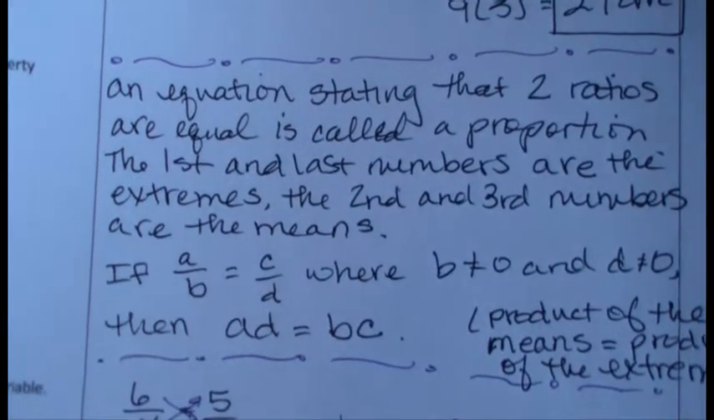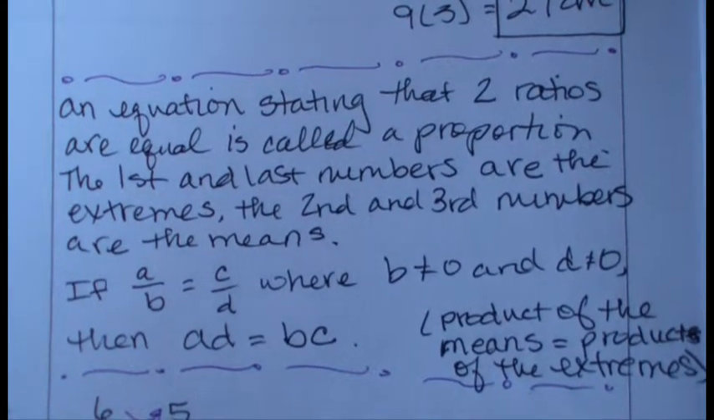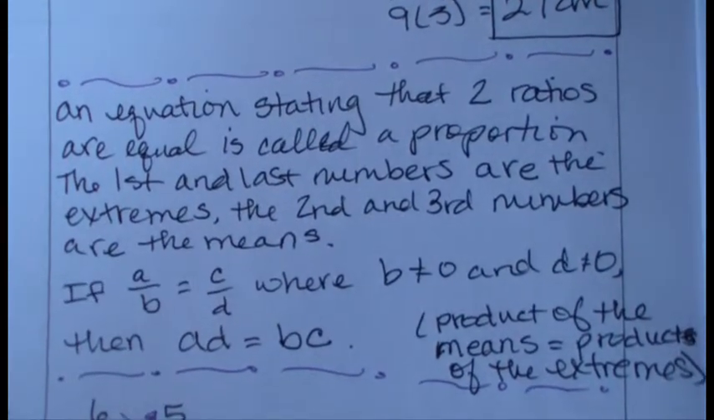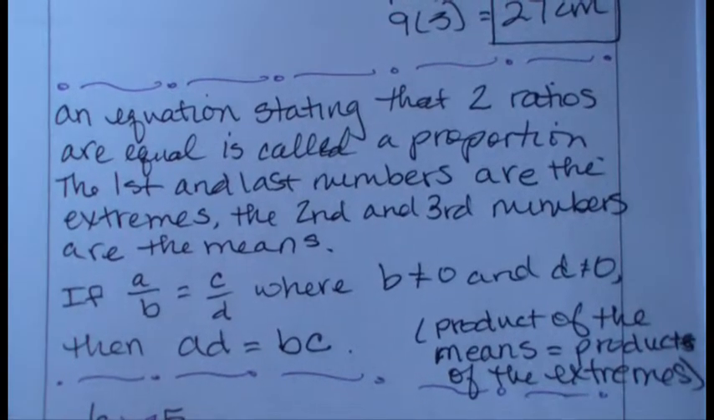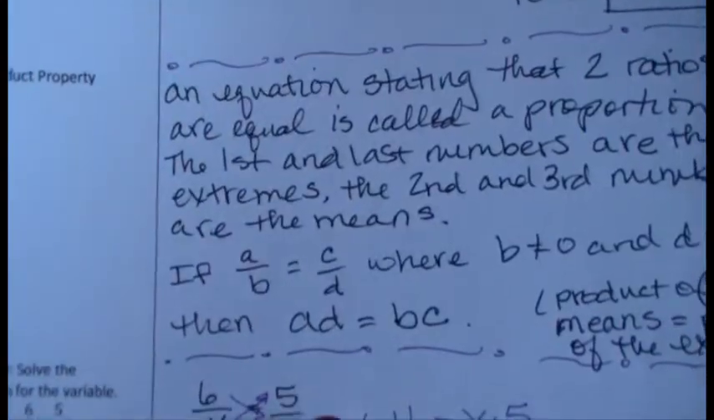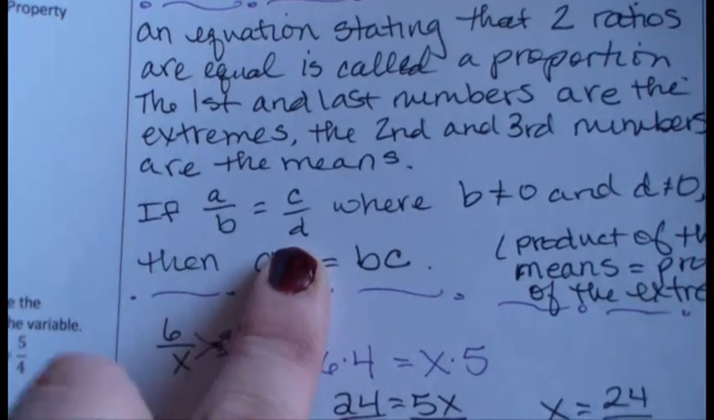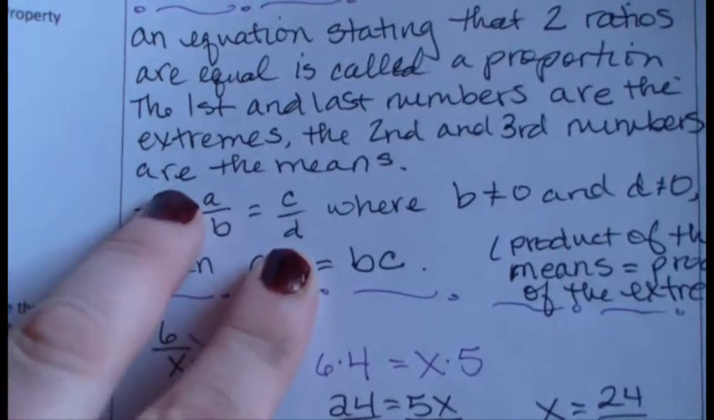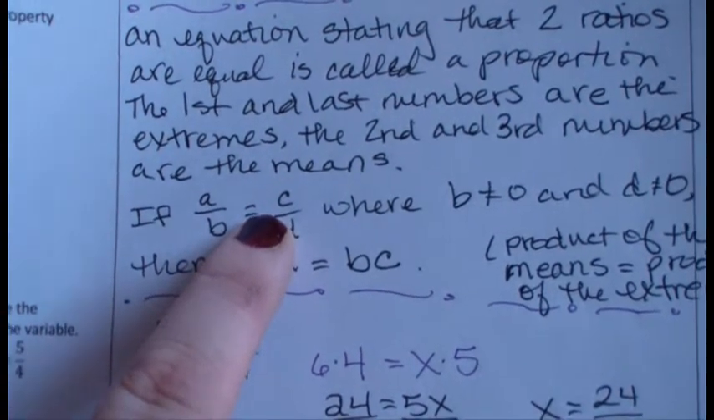All right, and the last part of these notes, we're starting with the definition of cross-product property. An equation stating that two ratios are equal is called a proportion. The first and last numbers are what's called the extremes of the proportion, and the second and third numbers are the means. So our formula, A over B equals C over D. Those are our two ratios. A and D are what's called the extremes. B and C are called the means.